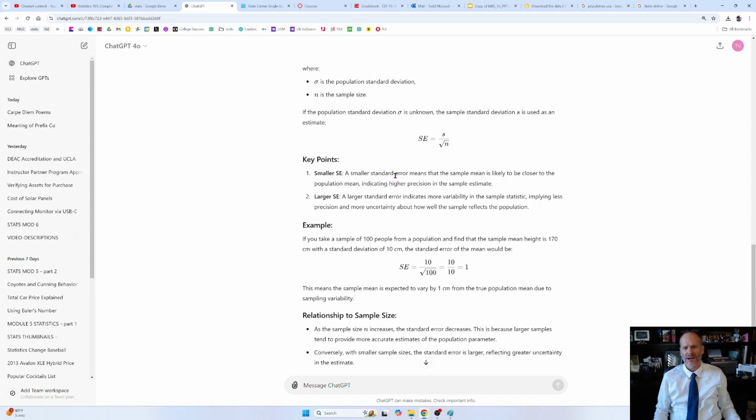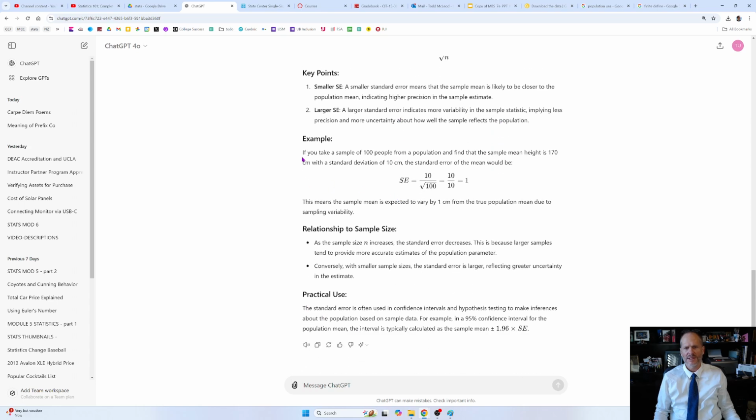A smaller standard error means that the sample mean is likely to be closer to the population mean, and a larger one means more variability in the sample statistic, implying less precision and more uncertainty about how well the sample reflects the population.